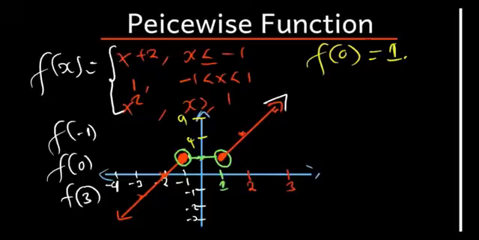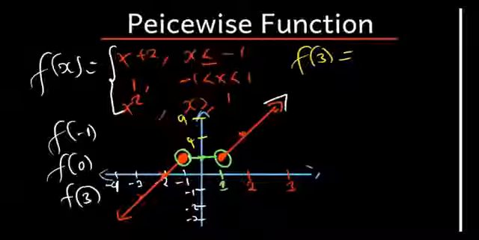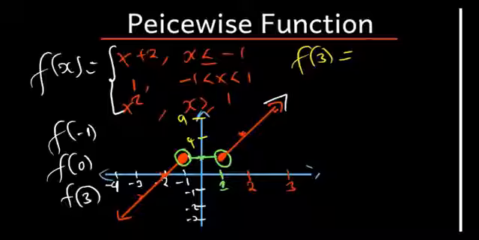Now the third one is saying f of 3. How can we find f of 3? Okay, so f of 3, this is what we're going to have. Which equation are we going to get? We can't get the first equation because the first equation is saying that x plus 2, then x has to be less than or equal to negative 1, so we can't get that one. Second equation is saying negative 1 all the way to 1. 3 is not there. But the third equation is saying that x is greater than or equal to negative 1, meaning that the numbers from negative 1 all the way to positive infinity.